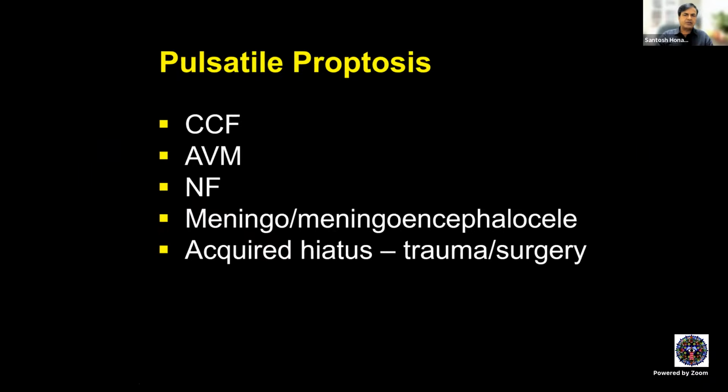So there are many other differential diagnoses for pulsatile proptosis. These are the ones, right? CCF, arteriovenous malformation with an aggressive arterial component, neurofibromatosis, meningocele and meningoencephalocele, acquired hiatus because of trauma and surgery. These are the causes for pulsatile proptosis. So now you know what are the causes for positional proptosis, pulsatile proptosis, and also causes for Valsalva positivity.